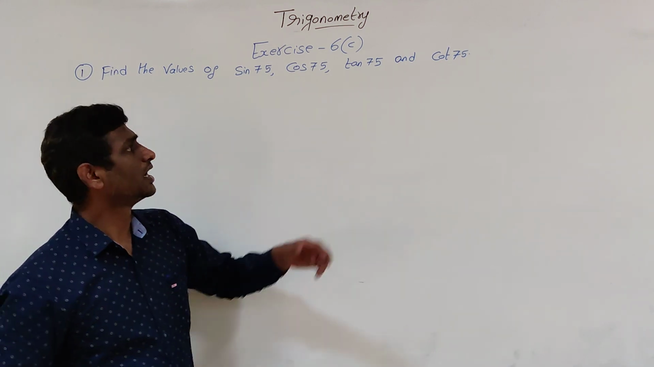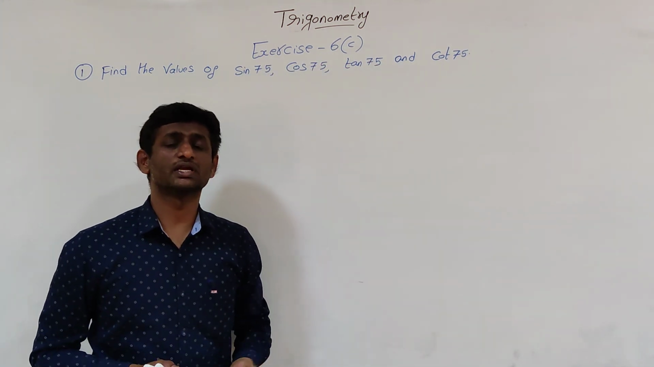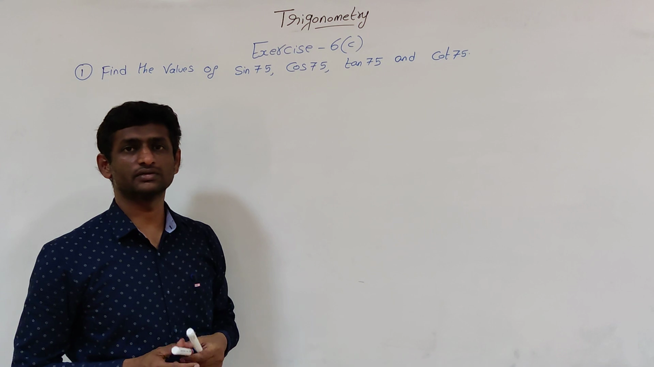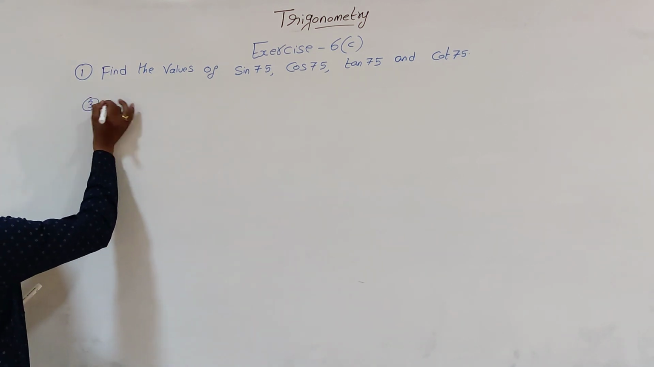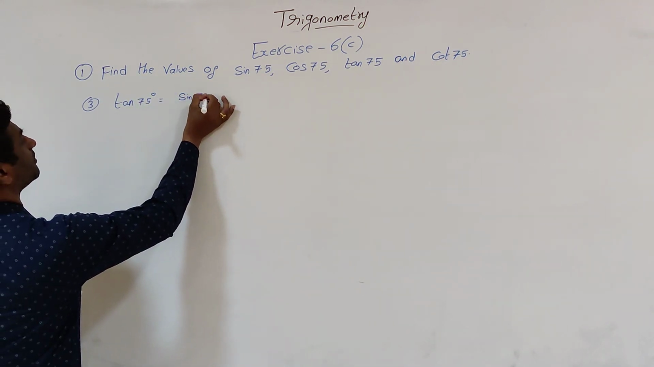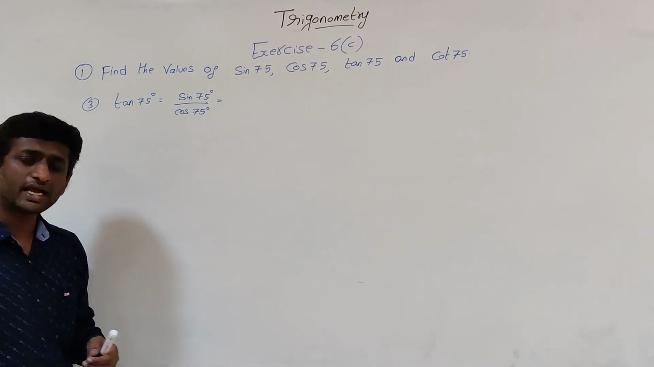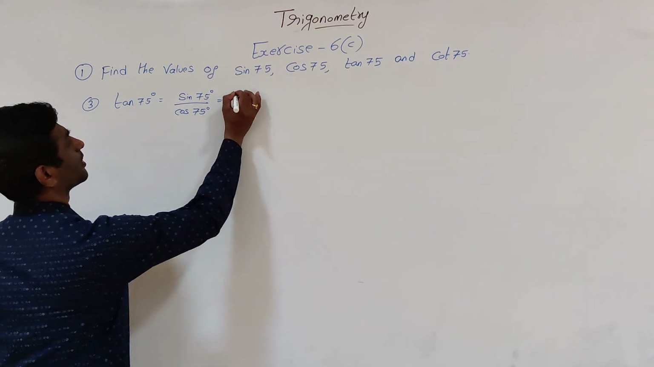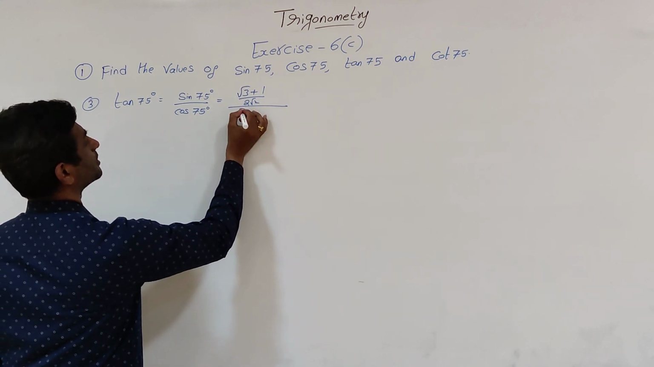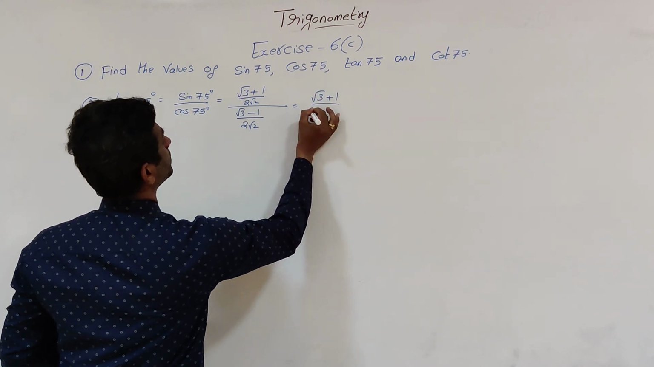Or, as we have seen sin 75 and cos 75, tan 75 can be written as sin 75 by cos 75. Now we'll see. Tan 75 degrees is sin 75 degrees by cos 75 degrees. What is sin 75? Just now we have seen it is root 3 plus 1 by 2 root 2, upon cos 75, root 3 minus 1 by 2 root 2. So which will be root 3 plus 1 by root 3 minus 1.